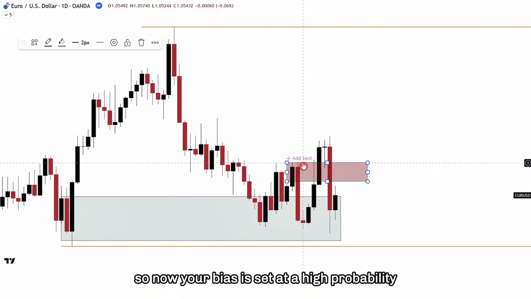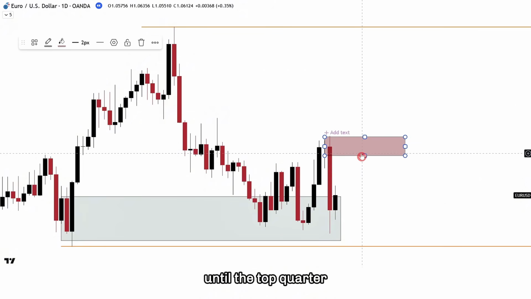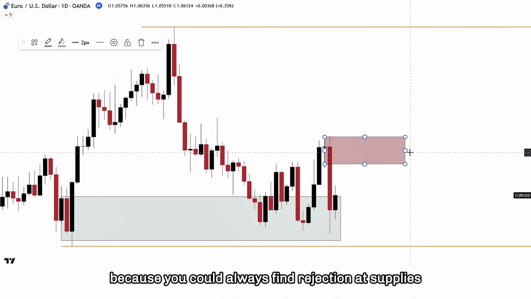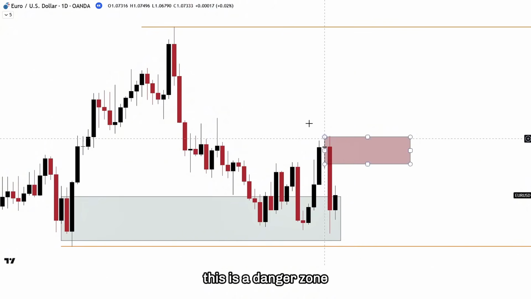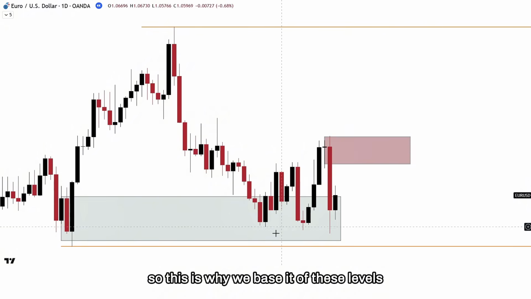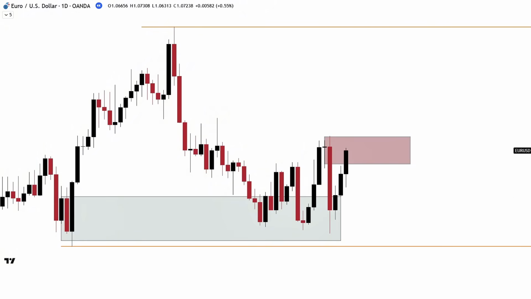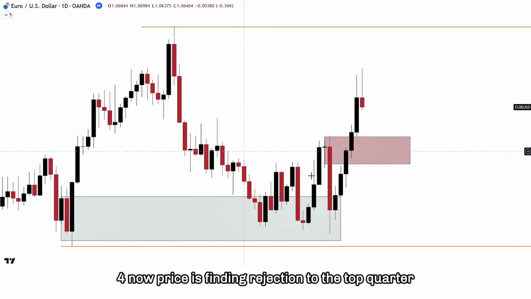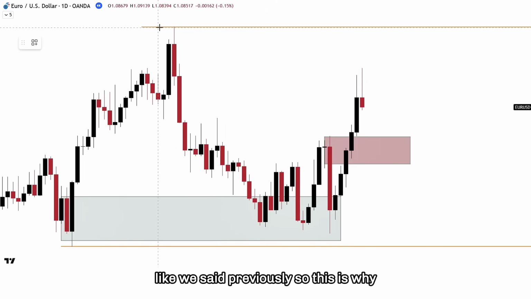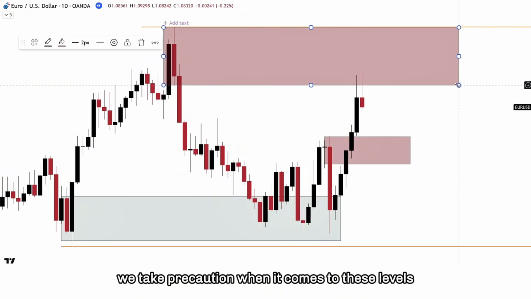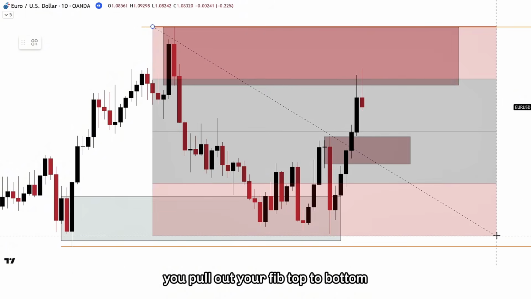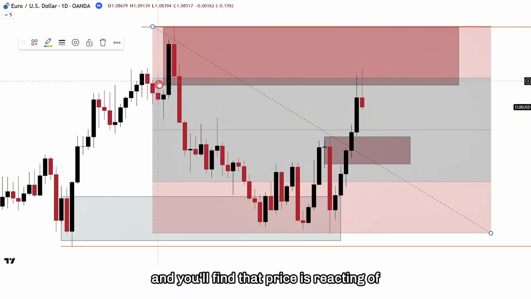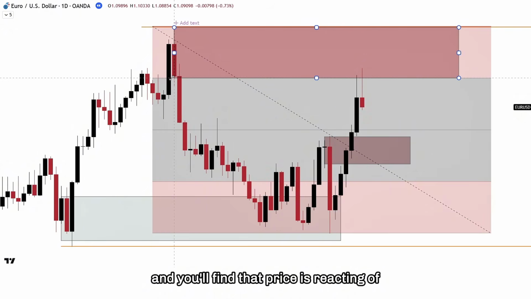So now your bias is set at a high probability until the top quarter, because you could always find rejection at supplies. Whether the rejection completely takes you down or the rejection breaks, either or, this is a danger zone. So this is why we base it off these levels. You had 1, 2, 3 days in your favor, or now price is finding rejection at the top quarter, like we said previously. So this is why we take precaution when it comes to these levels. And again, if you want to get these levels, you pull out your fib top to bottom, and you'll find that price is reacting off this extreme zone.